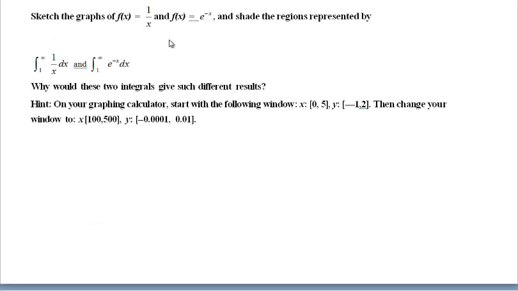So now let's sketch the graphs of these functions and shade the regions represented by these integrals. And it gives you a hint about the calculator setting for the window. Okay, so 1 over x. This is going to be on the first window setting. You see the reciprocal graph coming down like this, and remember that this is from 0 to 5, so it's a pretty small window for x, and then negative 1 to 2. Okay, and then it says sketch or shade the regions represented by this integral. So from 1, if 1 is my input for x, then 1 is my output.